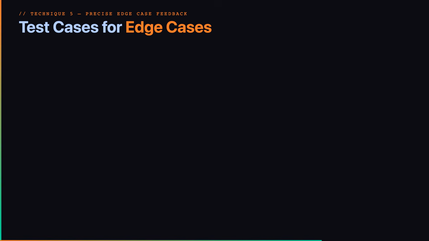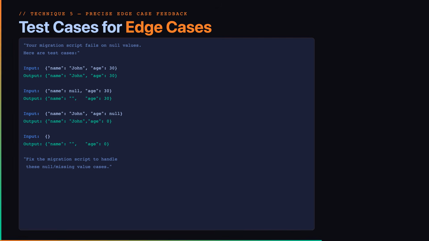Now let's apply the same pattern to edge cases. Look at the left block first. Instead of saying handle null values gracefully, we provide exact input-output pairs. Null name becomes empty string. Null age becomes 0. Empty object maps to both defaults. This is the executable specification for edge case behavior.